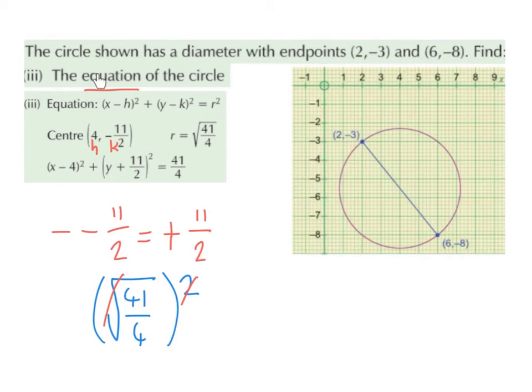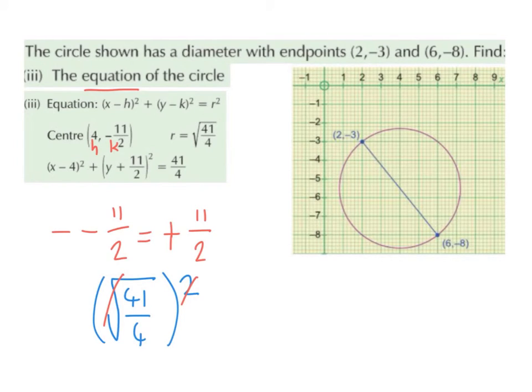So part 3, find the equation of the circle. Our equation formula for a circle that does not have a centre at (0, 0) is (x minus h) squared plus (y minus k) squared is equal to r squared, where r represents the radius and the h and the k represent the coordinates of the centre point of the circle. So we got our centre point of our circle to be (4, -11/2), so we label the 4 as h and the minus 11 over 2 as k, and we got our radius to be root 41 over 4.